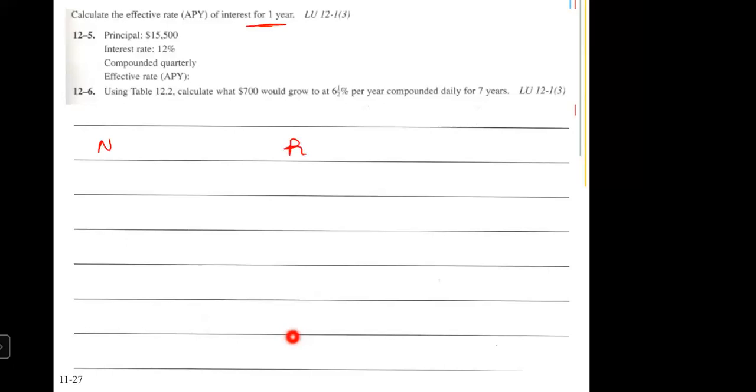So you need to find the number of periods and the rate per period. So in the first one there, how many periods are we looking at? Four. 4, because it's 1 year compounded quarterly. That would be equal to 4 times 1, which is equal to 4. And what's the rate per period? 3%. That's 12 divided by 4. 12% divided by 4 is equal to 3%.